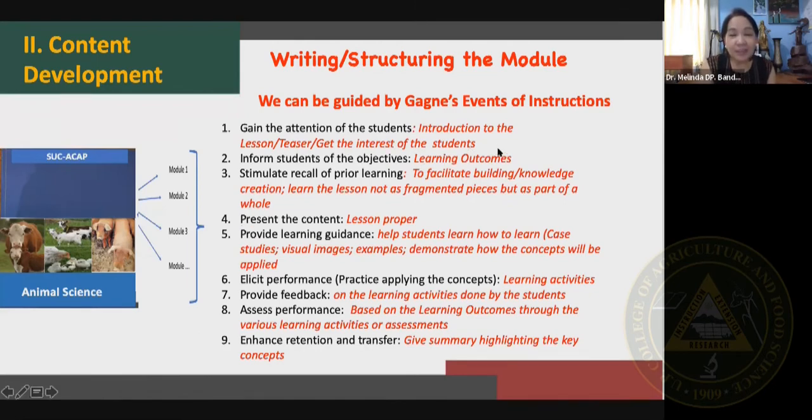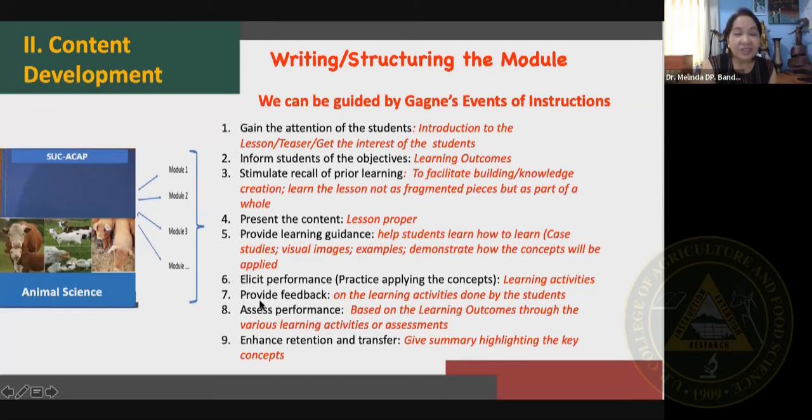Once we have these learning outcomes, identify na natin yan for the lesson. Again, we are writing for the module. Isulat na natin ito kung paano tayo mag-a-assess. Di ba? Paano tayo mag-a-assess?